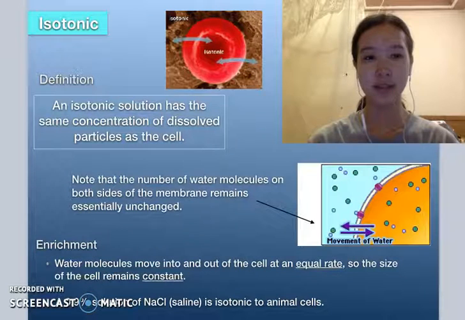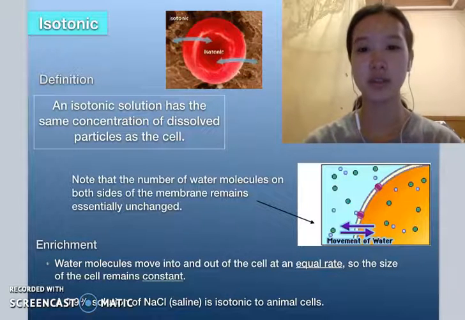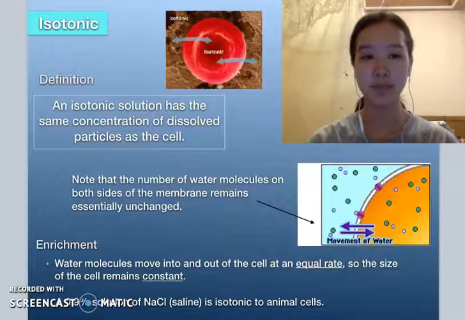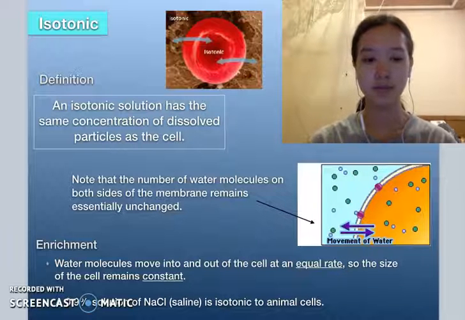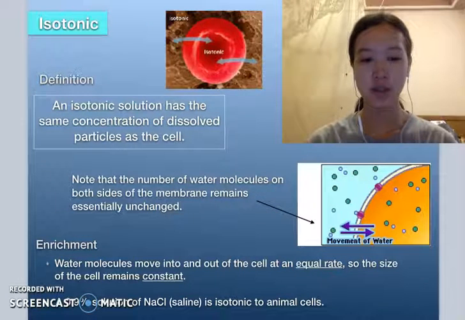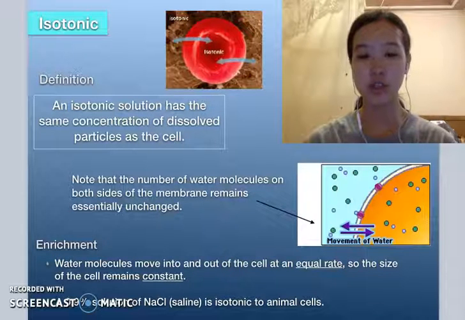Okay, now let's move on to the next word, isotonic. An isotonic solution has the same concentration of dissolved particles as the cell. So the concentration of molecules in the cell is equal to the concentration of molecules outside the cell.